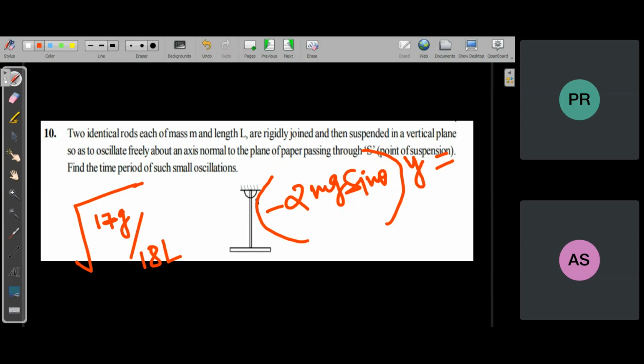And what is y here? Sir, this is the displacement of center of mass I'm considering, sir. The displacement of the center of mass. Yes, sir. Is it displacement of center of mass or position of center of mass? This distance is from where to center of mass?